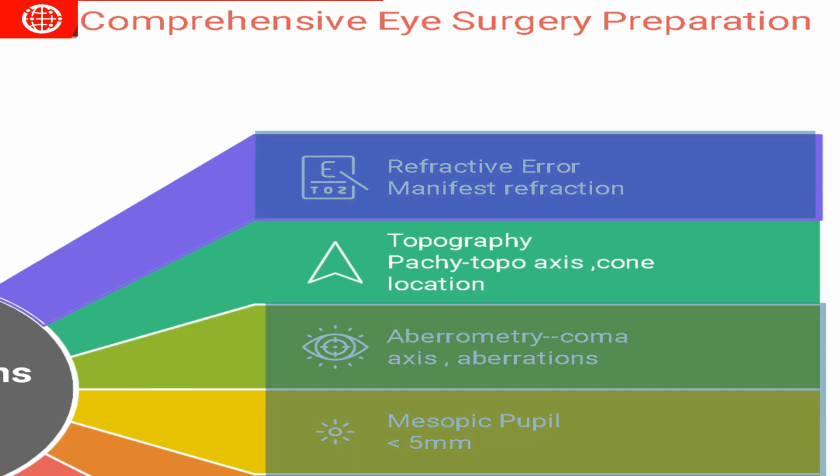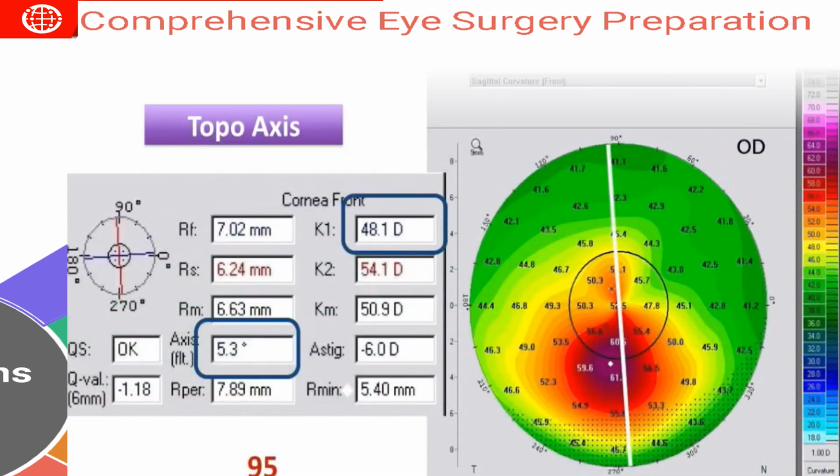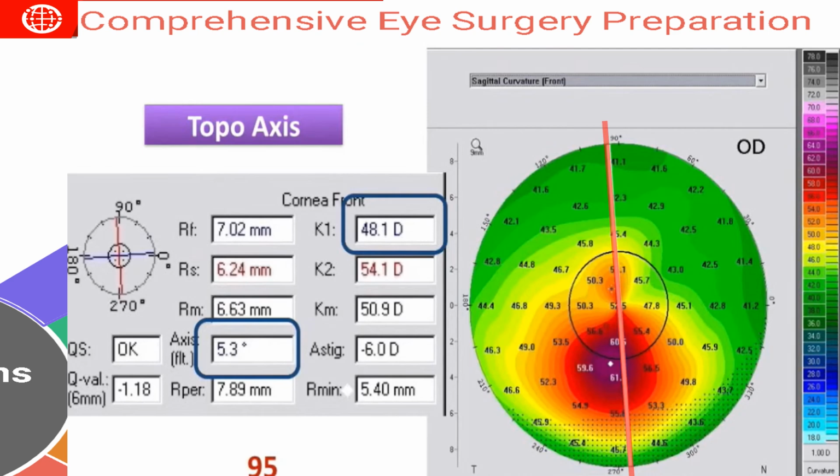In the topography, there are three important points that we have to discuss and elaborate. First, we have to determine the topographic axis. As we said, in the subjective refraction we determine the manifest axis, but now we also have to determine the topographic axis. The second thing, we have to study the location of the cone. The third thing is to study the pachymetry.